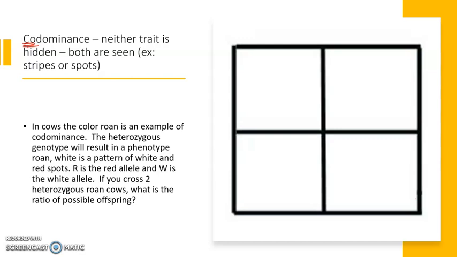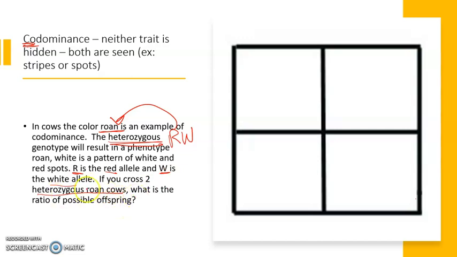Another real life example is in cows. There's a color called roan. And roan is a pattern in which they have red and white spots on them. So in this case, R is the allele for red and W is the allele for the white. So when we have a heterozygous genotype, which would be that R and that W, that's when we will have a roan cow. So let's try a practice problem. If you cross two heterozygous roan cows, even though that's kind of repetitive because heterozygous means it's roan, what would the ratio of possible offspring be?